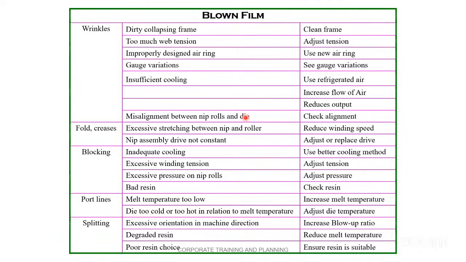Now, the blown film defects, these are the defects, friend. See now here, the wrinkles are here. The plastic bag is getting wrinkles. Then what do you have to do? What is the remedy for that? The remedy is a dirty collapsing frame. Your frame is not proper. It's a dirty one. It is not getting oiled completely.